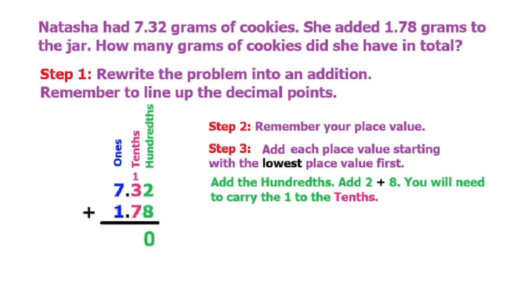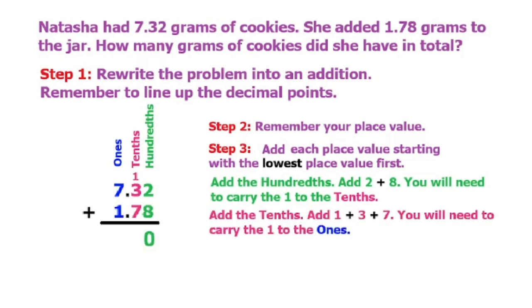Now we can add the tenths. Add 1 plus 3 plus 7. You will need to carry the 1 to the ones place value because 1 plus 3 plus 7 is 11. So you put your 1 down here and you carry the other 1 over here for 11.